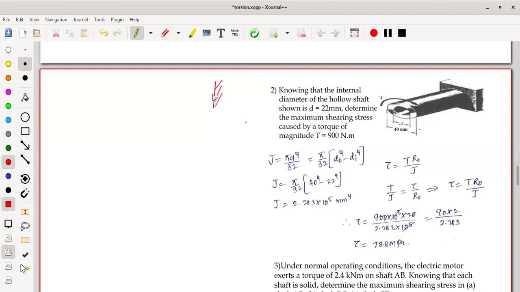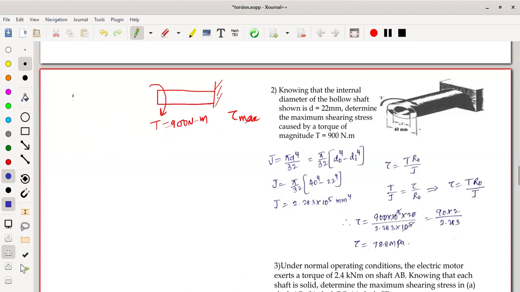So here it is one end fixed. Here we have a shaft. The shaft is hollow, and here we have a torque of T. So T is 900 Newton meter. So here we have to calculate the tau maximum. So here we have only a single torque, so you need not draw the twisting moment diagram. So directly you can solve it.